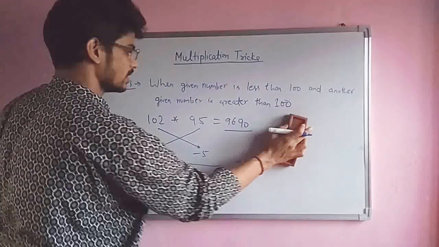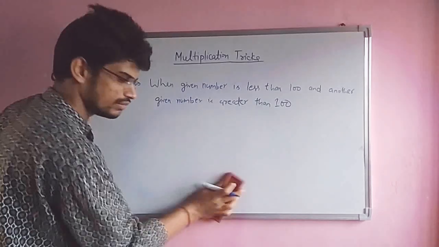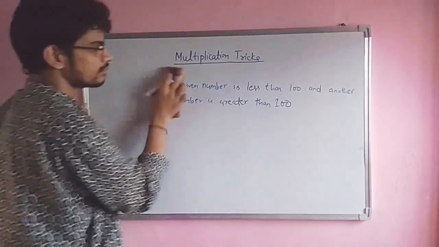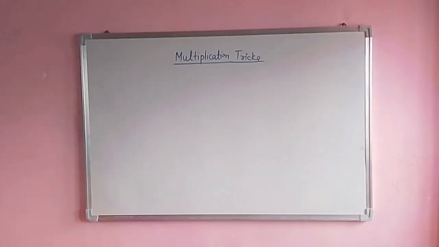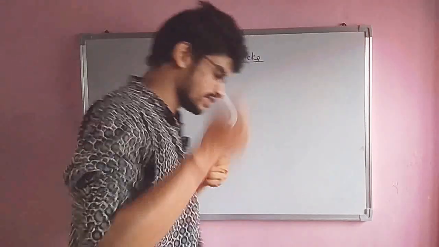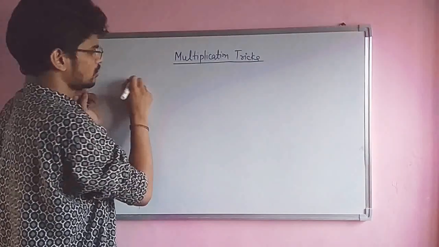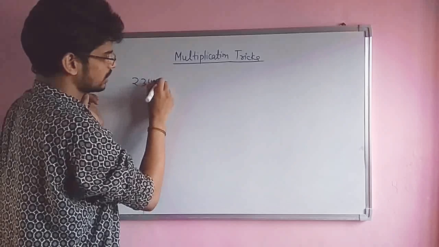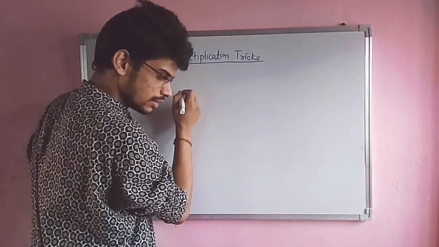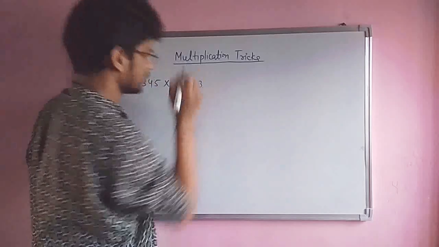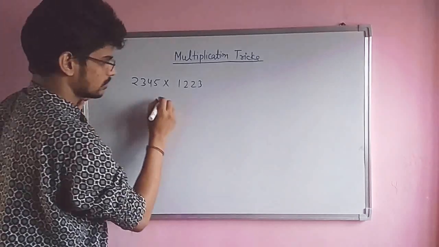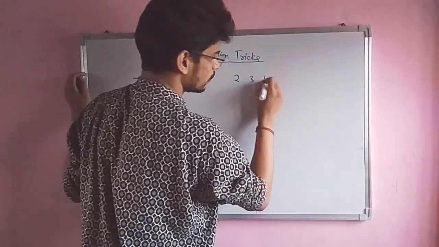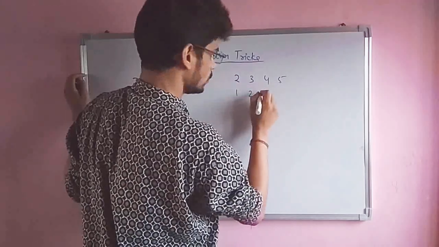Next, if we have larger numbers, then how do we calculate the multiplication of those numbers? If the examiner asks the long multiplication of 2345 multiplied by 1223. So, 2345, 1223.